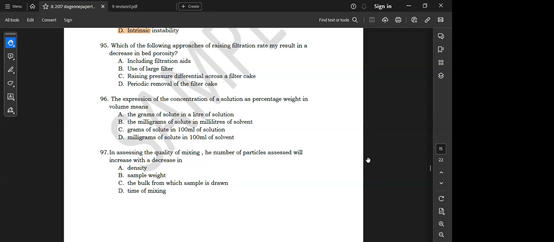The following approaches of raising filtrate rate may result in a decrease in bed porosity. So you have including filtration aids, use of a large filter, raising pressure differential across a filter cake, periodic removal of the filter cake.